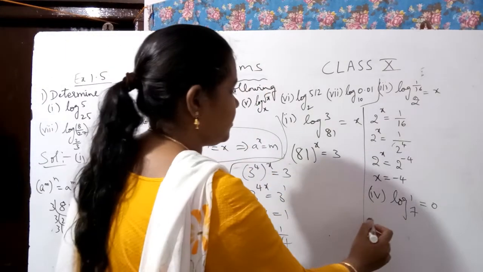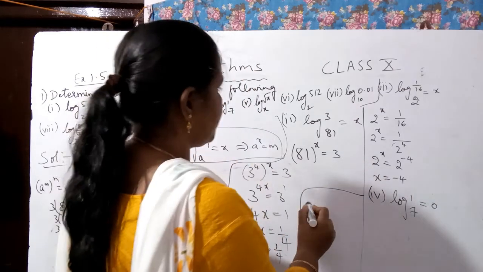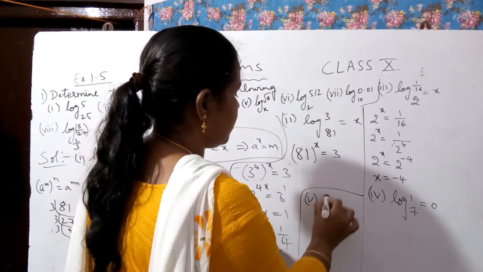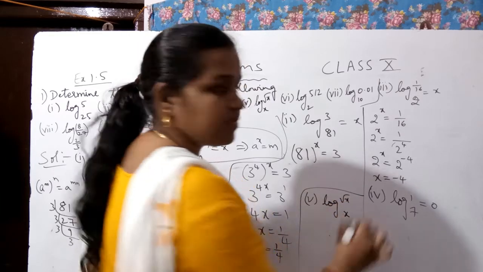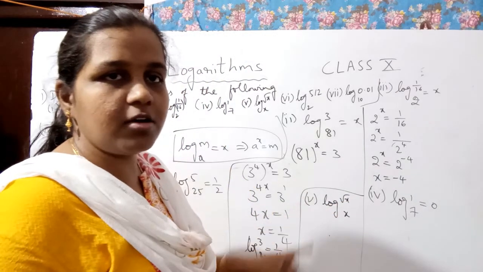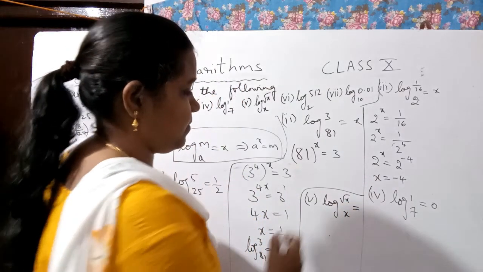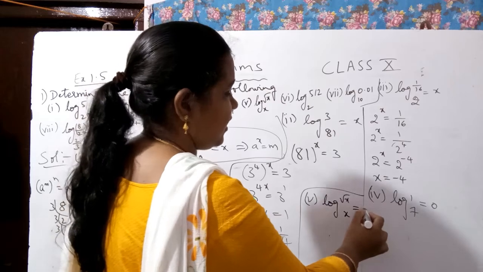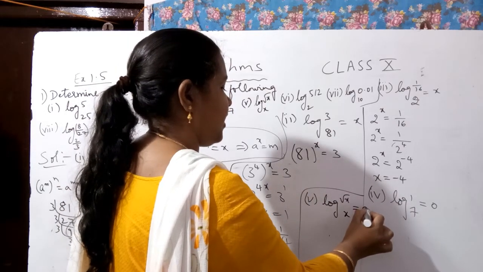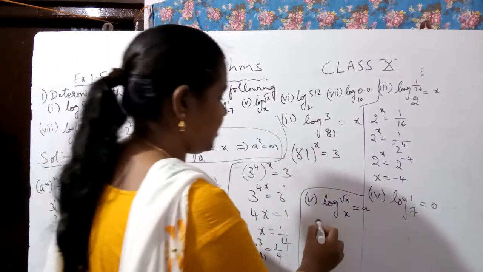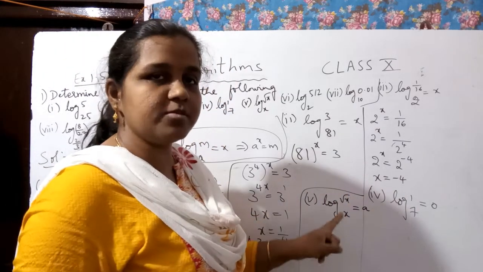Similarly, what is the fifth one? The fifth one is log root x base x. I will take the value of log root x base x as, suppose, some a. Why I am taking a is because here this is already in terms of x.